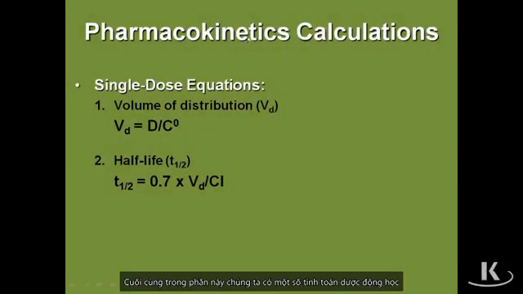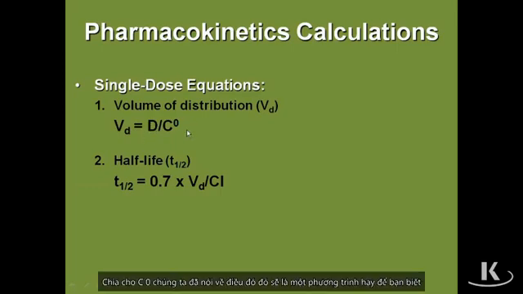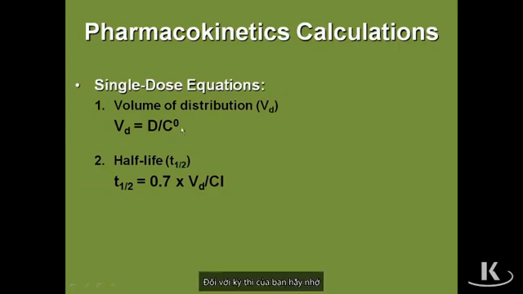Lastly, in this section we have some pharmacokinetic calculations. Some single-dose equations include one that we've reviewed already, the volume of distribution equation, dose divided by C0. We've already talked about that. That would be a good equation for you to know for your exam. Remember, they're most likely to give you C0 and VD and ask you to calculate dose.